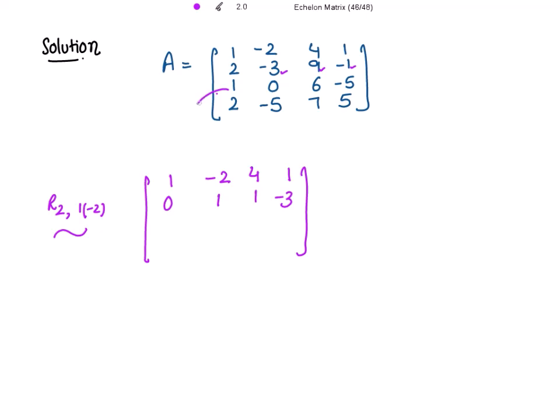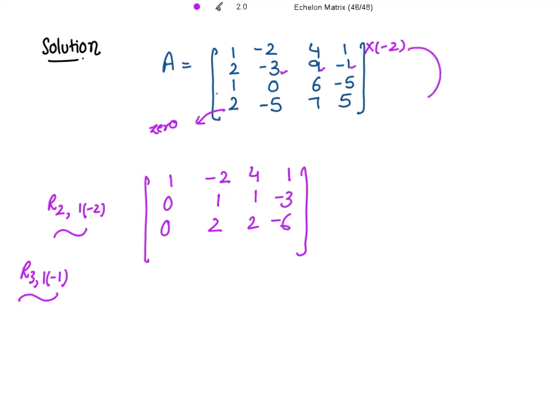Similarly, we need to apply the operation on row 3. We need to make this 1 a 0. For that, row 1 should first be multiplied by negative 1 and added to row 3, so we change row 3. So we get 0, 2, 2, minus 6. To get 0 in place of 2, multiply row 1 by negative 2 and add it to row 4. So we get 0, negative 1, and 3.